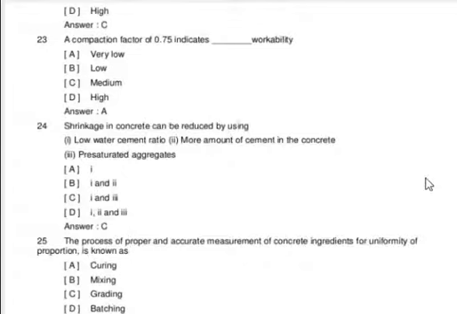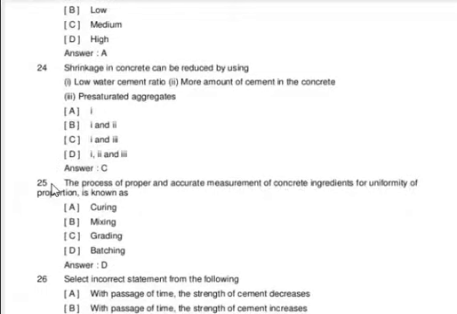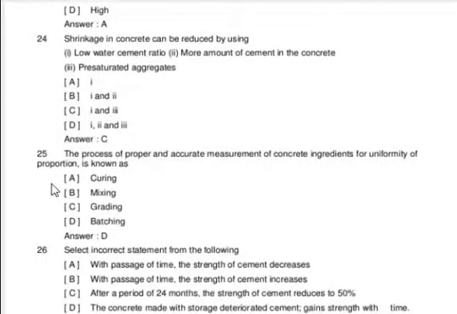Okay, your answer C is wrong. The good answer of 24 will be D, because if we use the pre-saturated aggregate, then the shrinkage will be reduced in concrete. That's why the answer is D. Here both are written as C, but that's not a good answer.